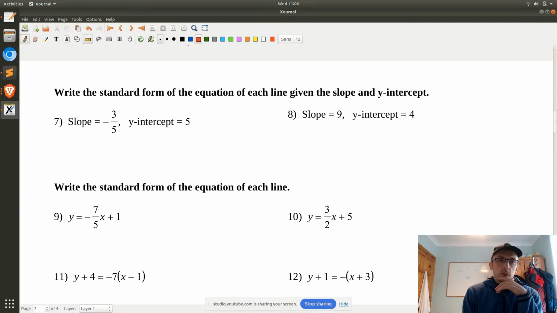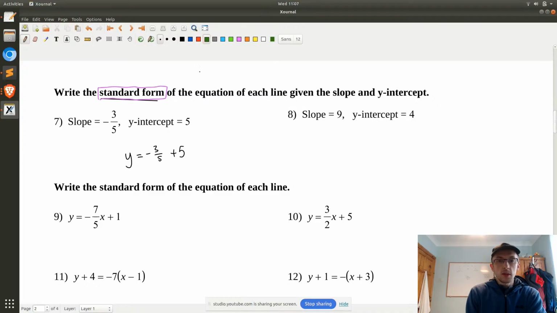Okay, so write the standard form of the equation of each line given the slope and the y-intercept. What do they mean by standard form? You may think, oh, I get it. Maybe that's just another way of saying slope-intercept form, right? That would be very nice because then it would be very easy and we could just put this. Standard form, however, is a special word and it means something different.